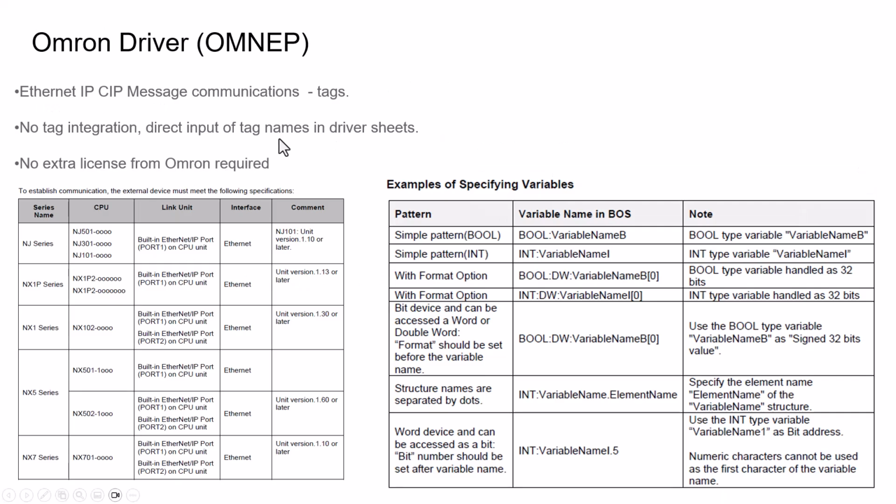So looking at the Omron driver real quick, this is an Ethernet IP CIP message communication. This allows us to read and write directly to tag names in the Omron PLC. Unfortunately, this does not support tag integration today, so we just need to directly input those tag names in the different driver sheets, and then we don't need any extra license or anything like that from Omron to make this driver work. I'll show you in a driver sheet what this looks like, but here is the format of what we need to have in the driver sheet for this particular driver.